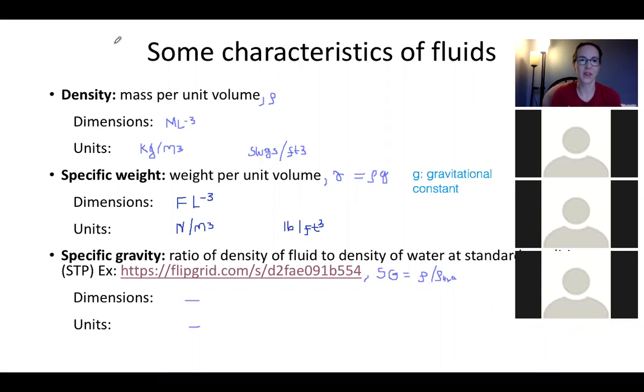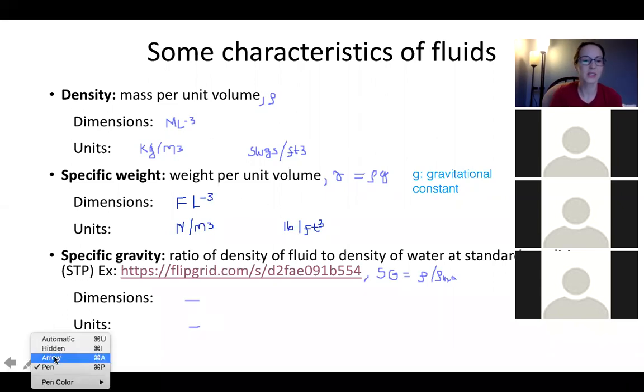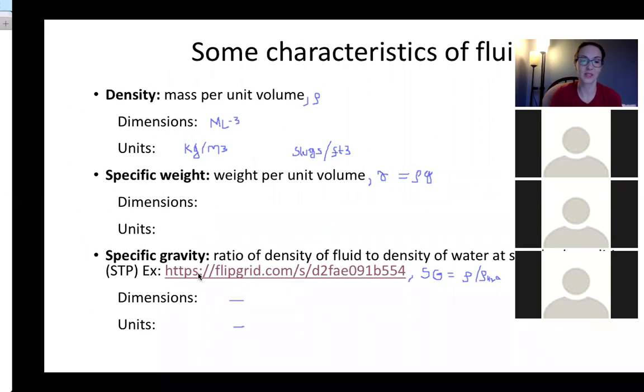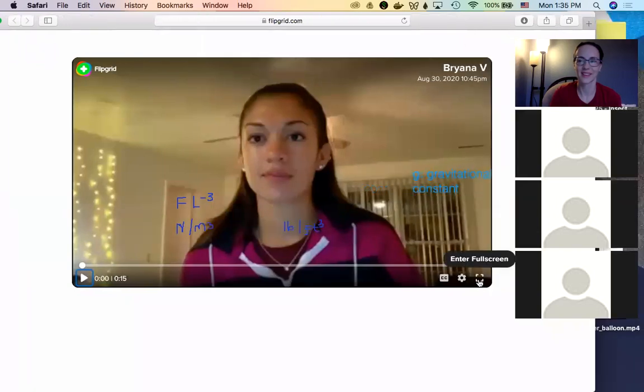But we did have a homework video which illustrates the idea of specific gravity really nicely. So let's watch that. So this is Brianna's video.